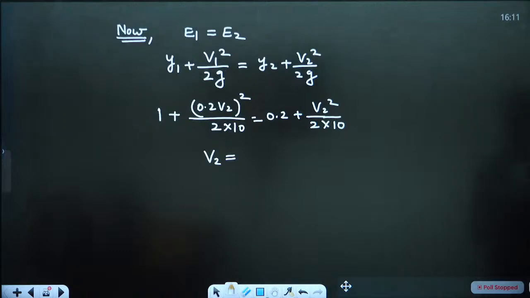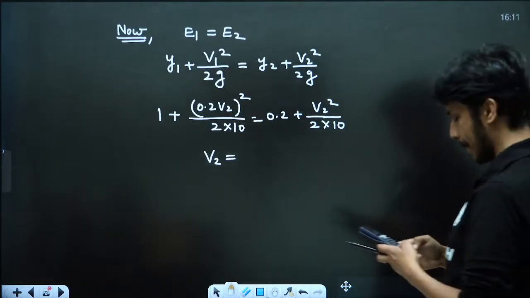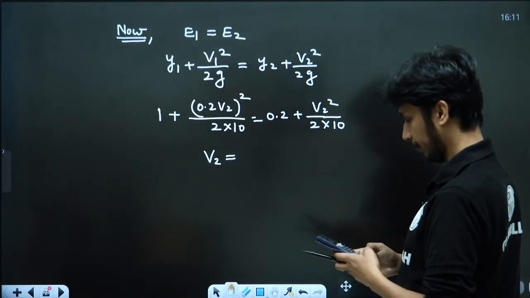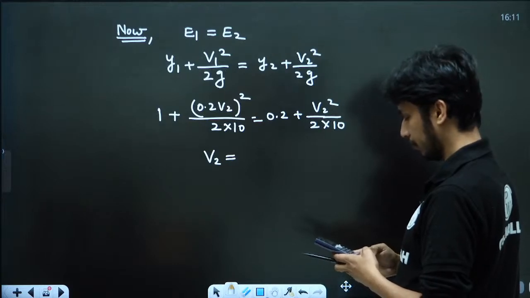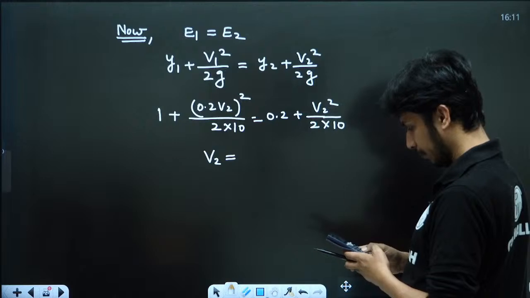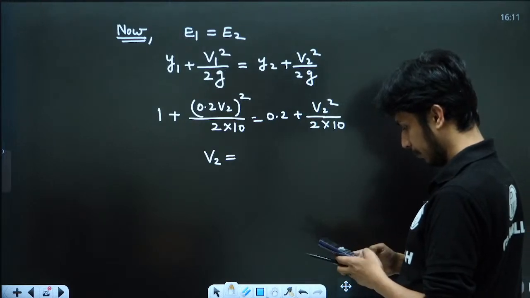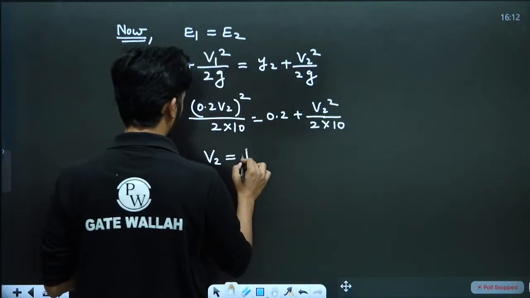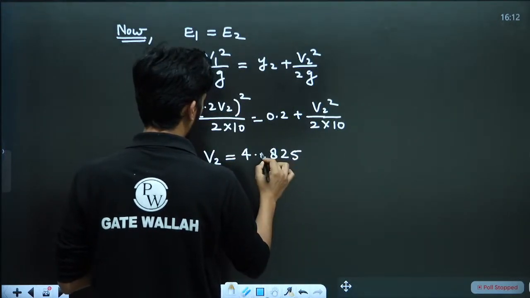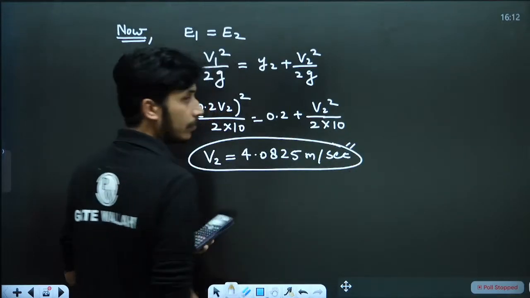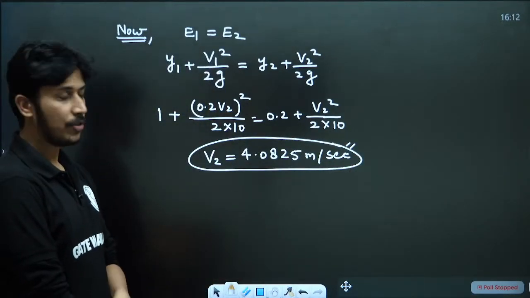So what is V2 here? We will get 4.0825. Is it correct? Please check.